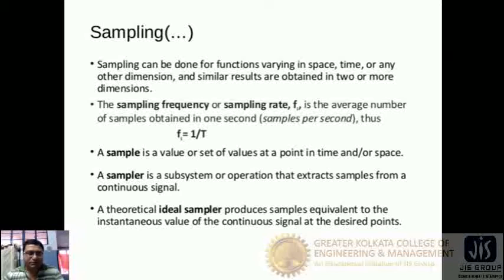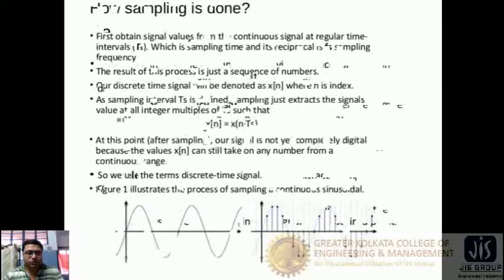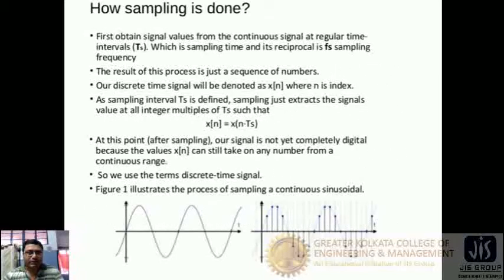A sampler is a symbol or an operation that extracts samples from a continuous signal. A theoretical ideal sampler produces samples equivalent to the instantaneous value of the continuous signal at desired points. So we'll see how the sampling is done. In this slide we show how the sampling is being done.